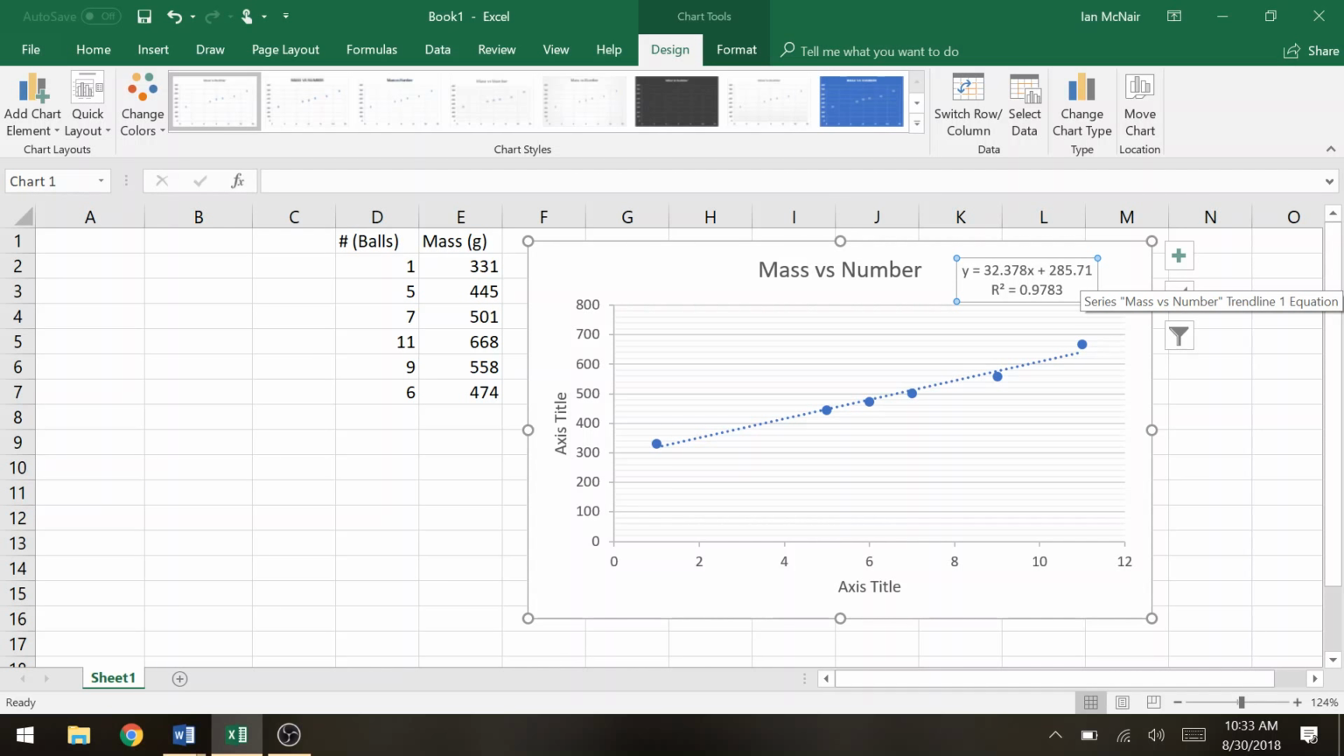All it means is how well your trend line matches your data points. So if I had data points that were all 100% on the trend line, I would have an r squared value of 1. If none of my data points were even close to my trend line, then I would have an r-squared value that's very small.